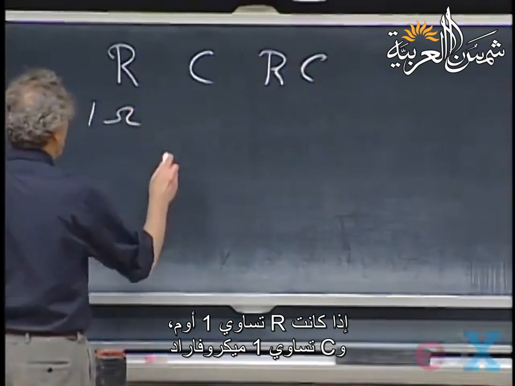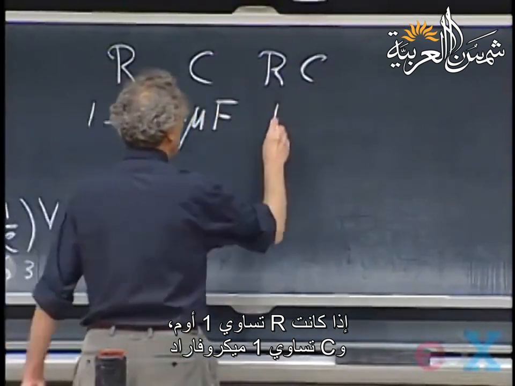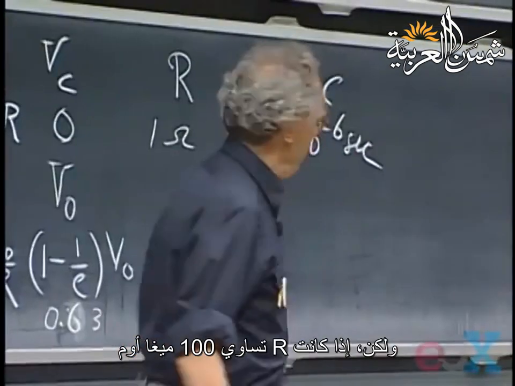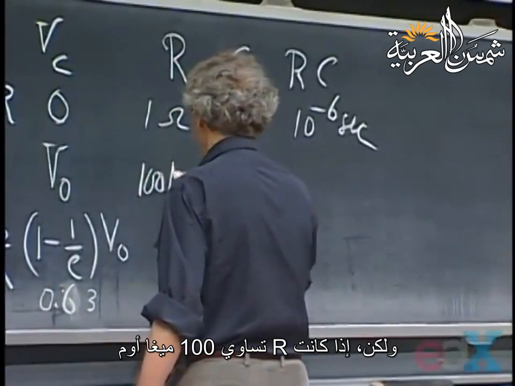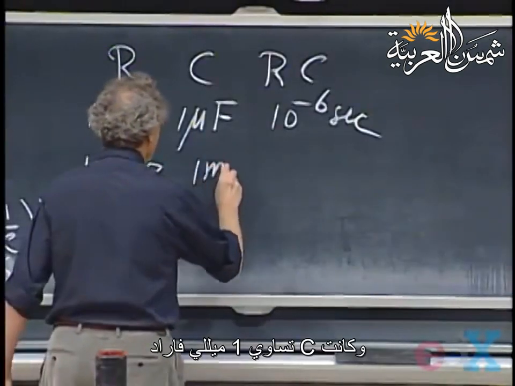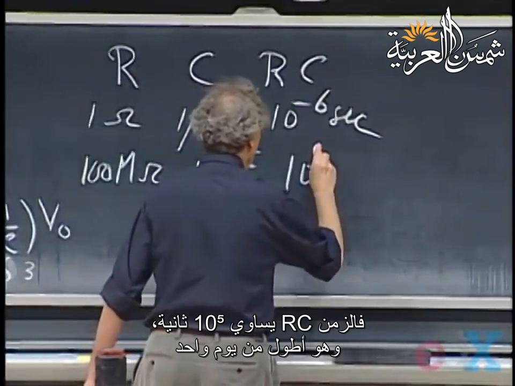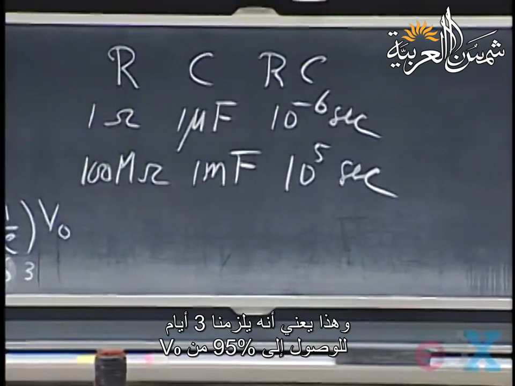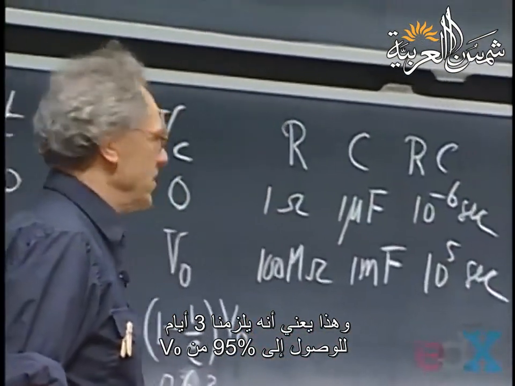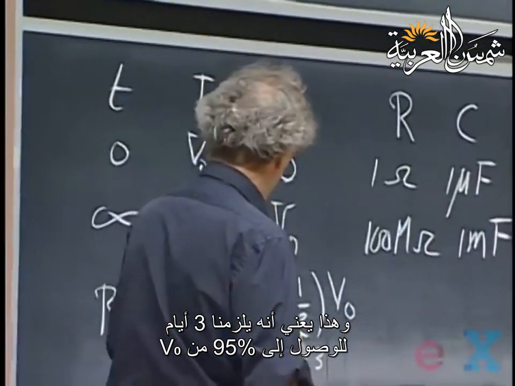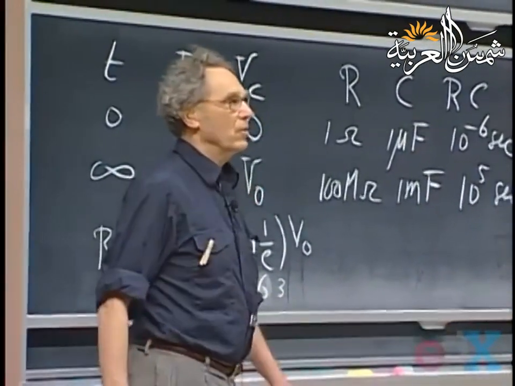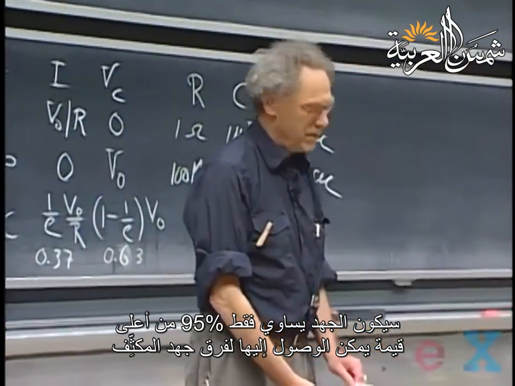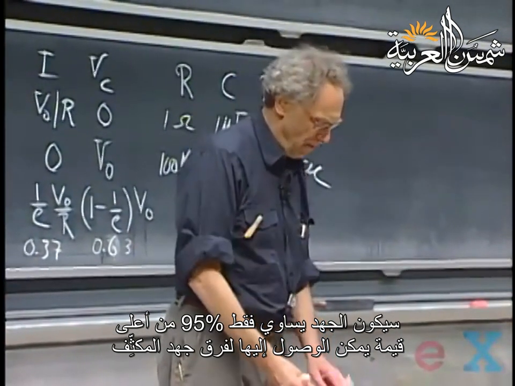If you have R equals 1 ohm, and C is 1 microfarad, then the RC time is only a microsecond. But if you have R equals 100 megaohms, and you have this 1 millifarad, then this is 10 to the 5 seconds, which is longer than a day. And that would mean that it would take you even 3 days to reach 95% of V0. After 3 days, you would still have only 95% of the potential difference of the capacitor, of the maximum value that you can get.